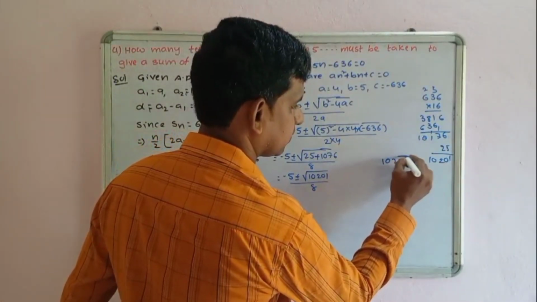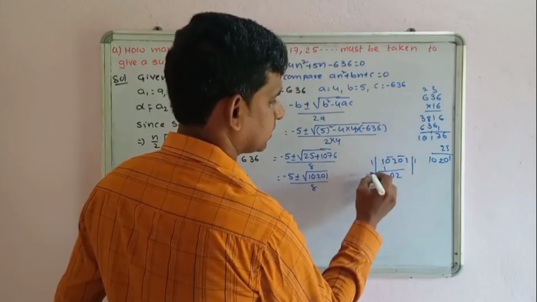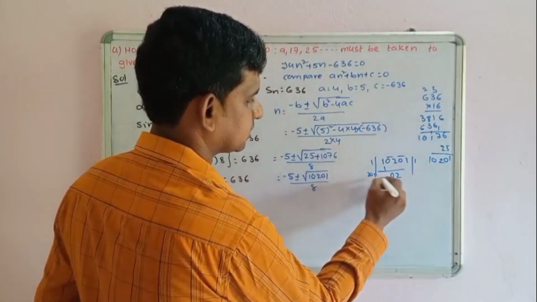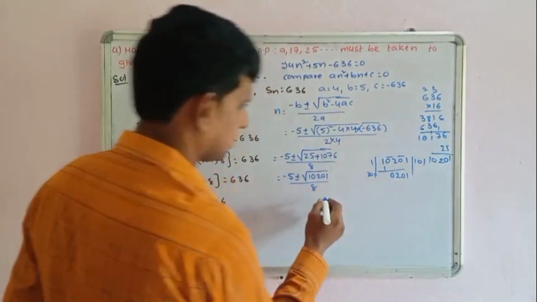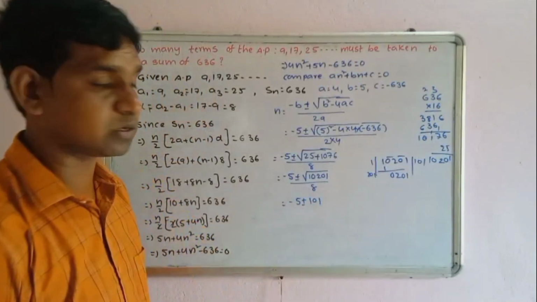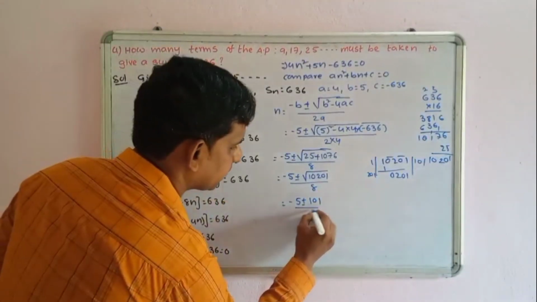10,201. 1 one is 1. Double of 1 is 2. Take the next two digits, so take 0 and again 1. So 101. The exact value is 101. The square root of 10,201 is 101, by 8.